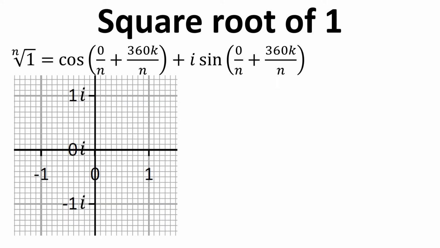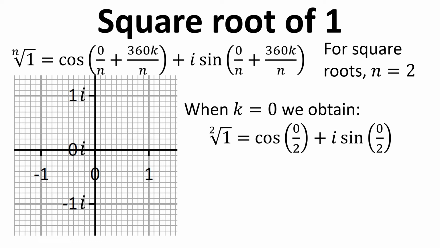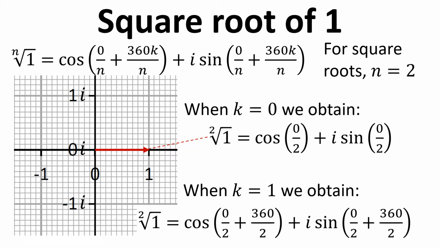So let's just look at some examples then. Let's look at the square root. This is where n equals 2. If we put the value of k equals 0, we obtain the square root of 1 equaling cos 0 over 2 plus i sin 0 over 2. So we're just at this point. That's the first root that we have. When k equals 1, we obtain cos 0 over 2 plus 360 over 2 plus i sin 0 over 2 plus 360 over 2. And we're 180 degrees round from where the original point was. So the second root is minus 1. So we've got two roots here, positive 1, minus 1. So that makes sense for the square root of 1.